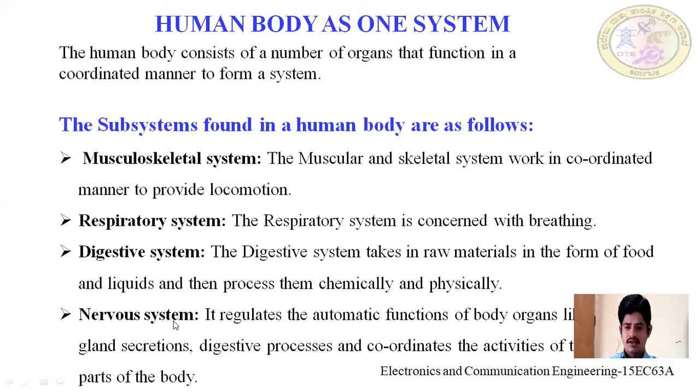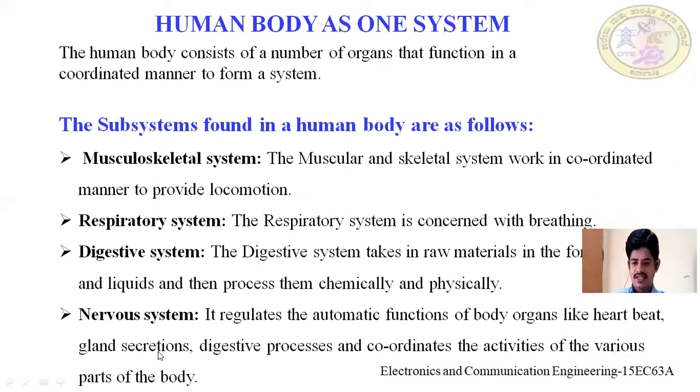Then one more is the nervous system. It regulates the automatic functions of the body's organs, like heartbeat, gland secretions, and digestive processes, and coordinates the activities of the various parts of the body. The nervous system is like an information passing section. Our body has different organs, all coordinated with each other. We also have involuntary muscles, like the heart, which automatically do their functions. Those also operate and coordinate due to the nervous system.